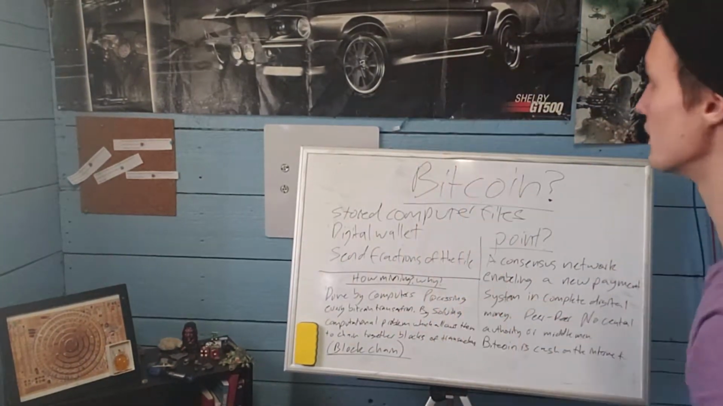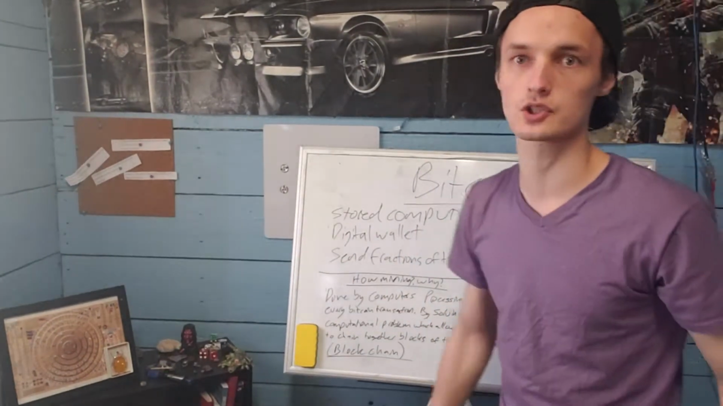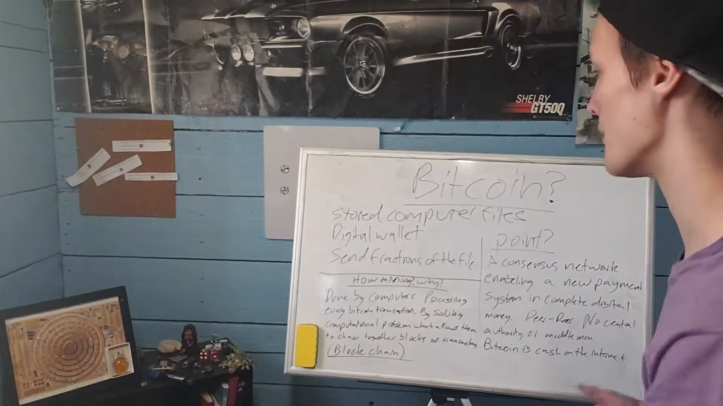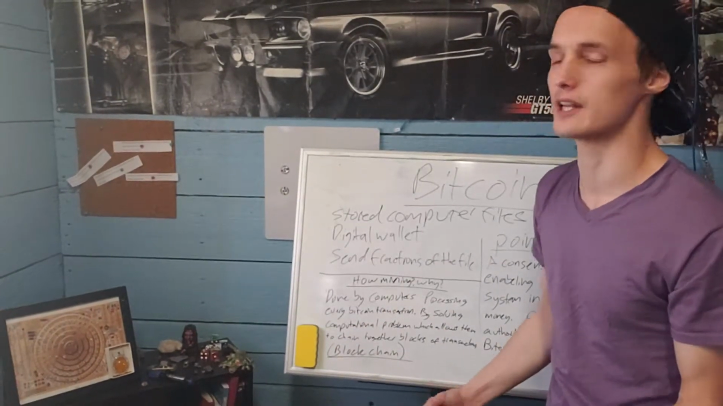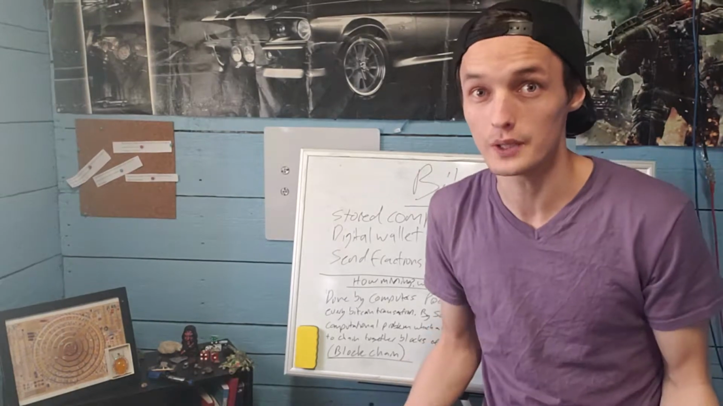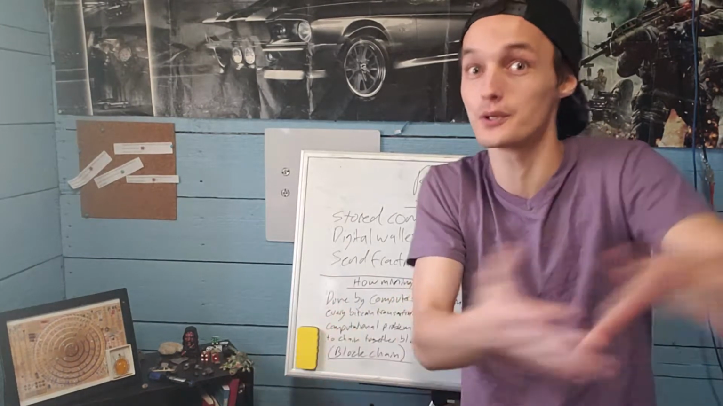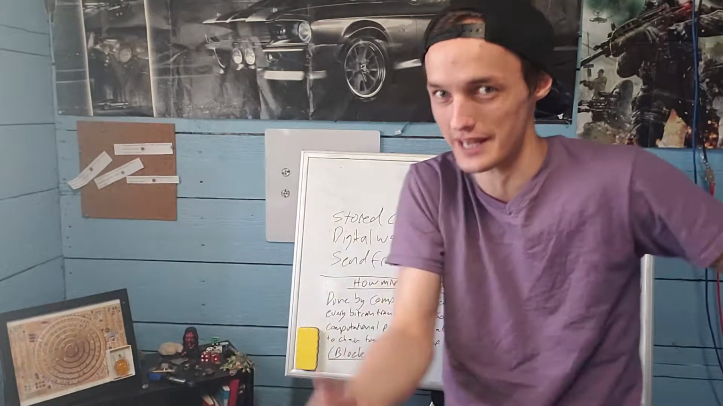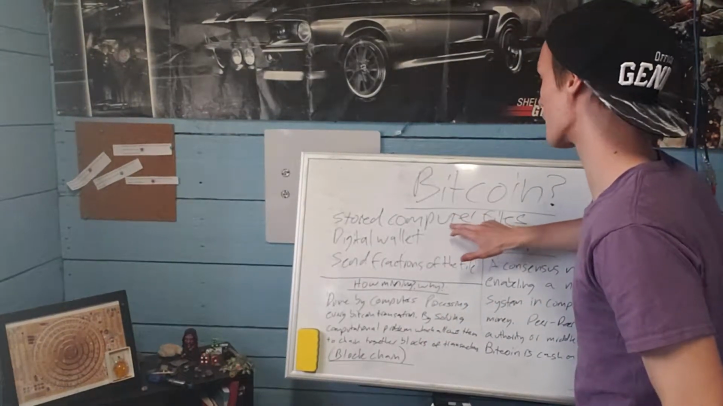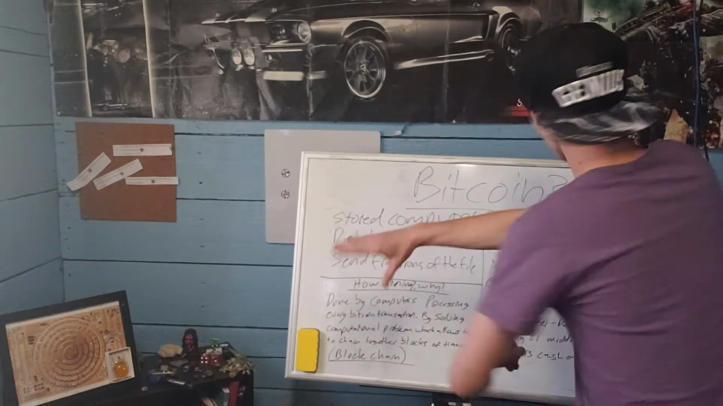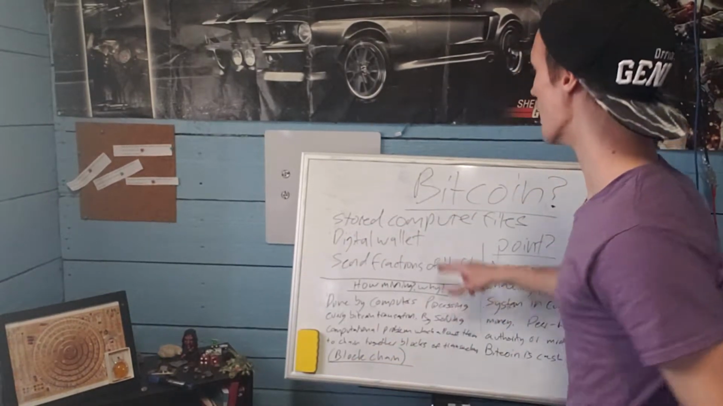Bitcoin, what the heck is Bitcoin? It's stored computer files, guys. All right, that might not make sense, but if you were to make an internet currency, how else would you do it? It has to be in a stored computer file. It has to be in a file in order for it to exist on the computer. So you kind of see what I'm saying? It has to be a stored computer file, no matter what, just like everything else.